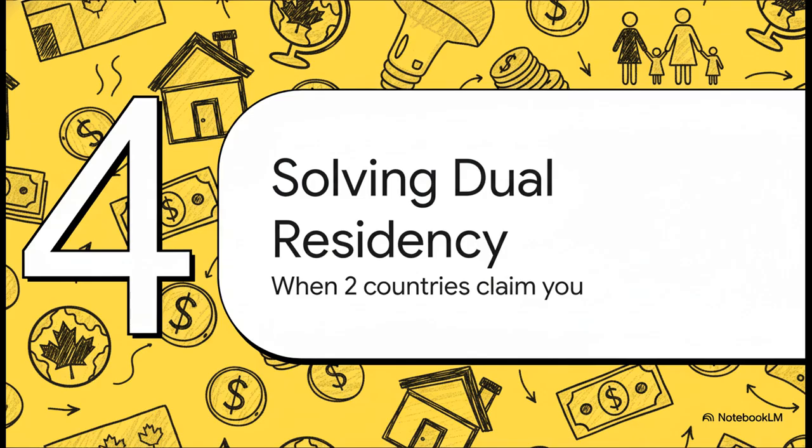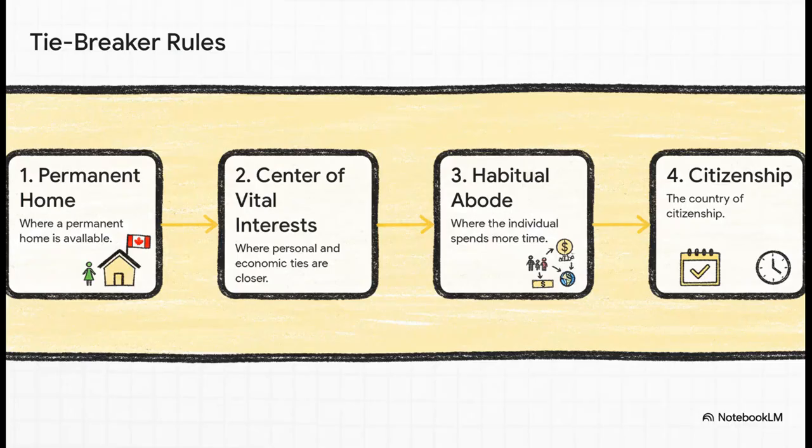So what happens when you have significant ties to Canada, but also to another country? It's possible for both countries to claim you as a resident under their domestic laws. This is called dual residency, and it's a taxpayer's nightmare because it could lead to being taxed on your entire worldwide income in two different places. Fortunately, there's a solution. That solution is found in tax treaties. Most treaties, like the one between Canada and the US, have a series of tiebreaker rules to resolve these conflicts. You have to apply them in this exact order.